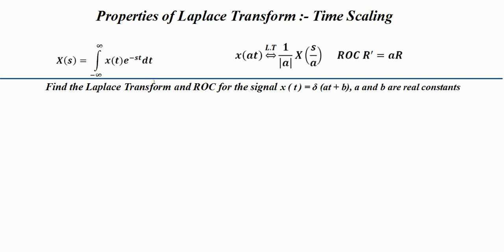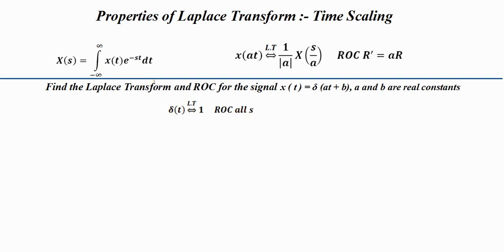Now we need to do another problem. It's again an interesting question. x of t is equal to del of at plus b, where a and b are real constants. We need to find the Laplace transform of this signal. Most of the time we will directly apply the time scaling property here. So first we can try: what is the Laplace transform of del of t? Laplace transform of del of t is equal to 1, and ROC is all s.